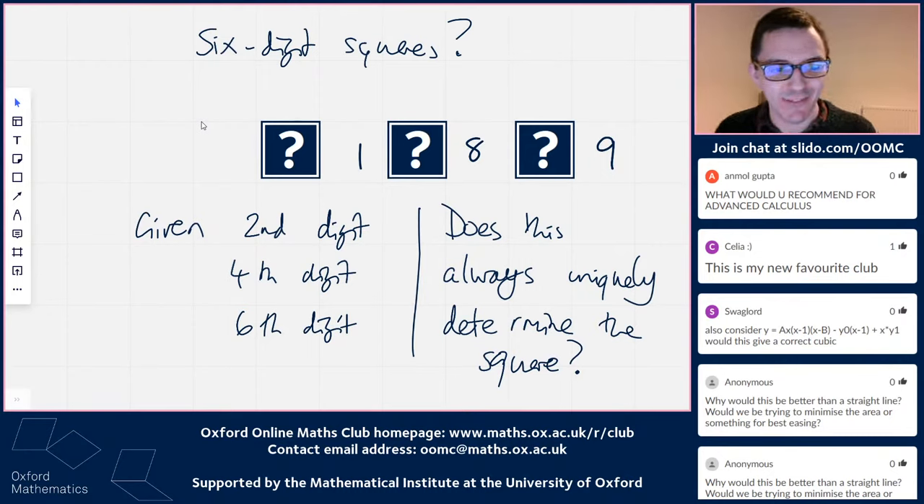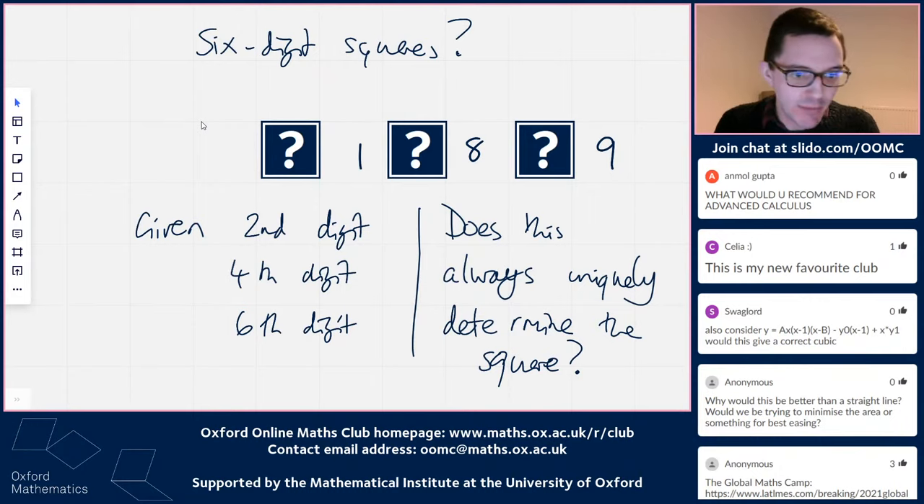I don't know the answer for this, by the way. I don't know whether there's a unique solution to this or not. I'm not gonna tell you either. So if I give you the second digit, the fourth digit, and the sixth digit, in this example, they're 1, 8, and 9, but they could be anything, right? Well, maybe not anything, but they could be something else. Given the second digit, the fourth digit, and the sixth digit, does this uniquely determine the square? That's something for you to think about.